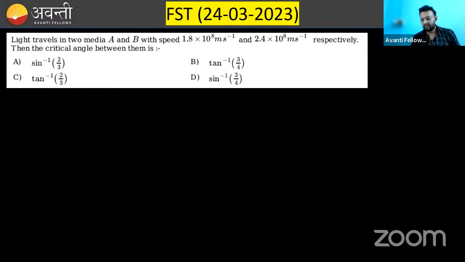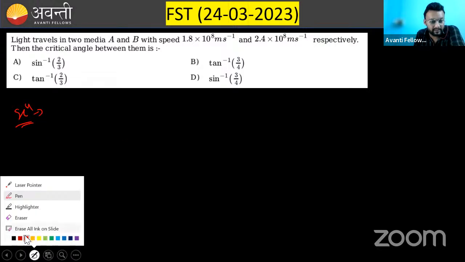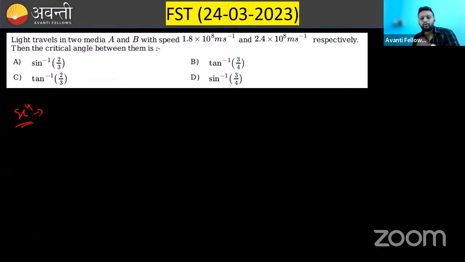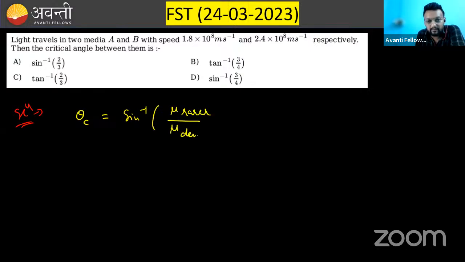This is again an optics question, of class 12. Try to solve it in 1 minute. How many of you know about the critical angle? Do you know what the critical angle is? It is denoted theta c, and theta c is equal to sine inverse of mu of rarer medium divided by mu of denser medium. This relation you should remember all the time. Sine inverse rarer divided by denser.